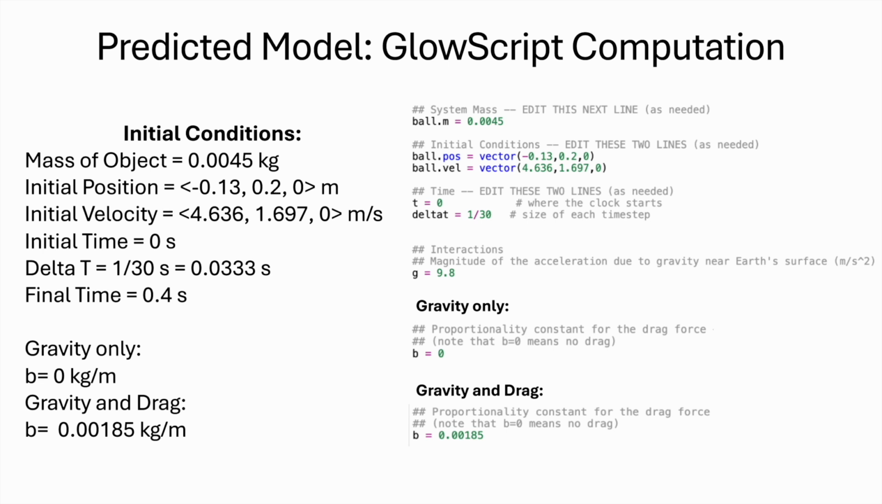In our gravity-only model, we are setting the proportionality constant in the drag force formula to 0 kilograms per meter, as there is no drag in this model, whereas for the gravity plus drag model, we are setting it to 0.00185 kilograms per meter.